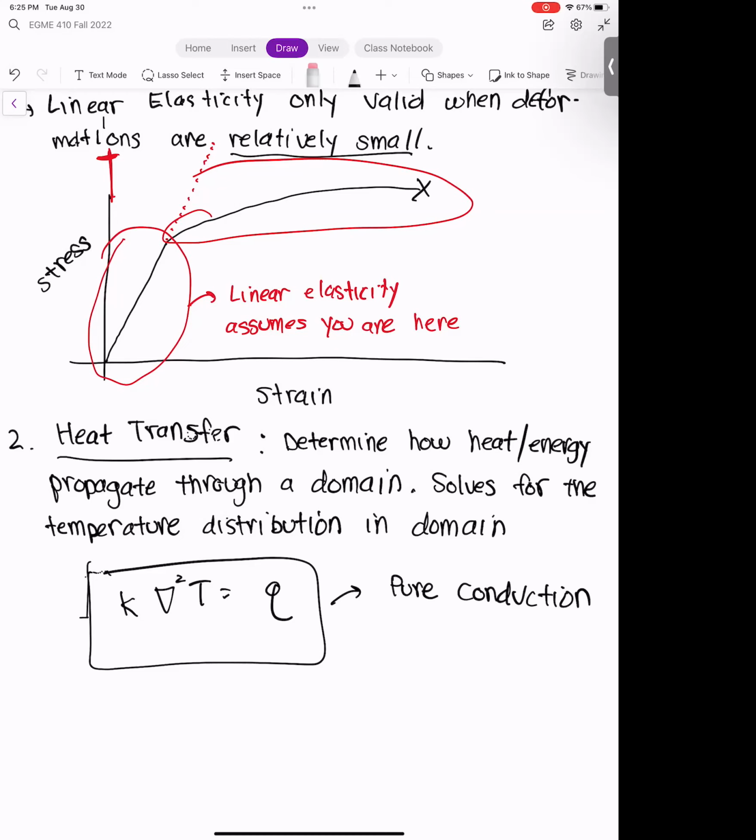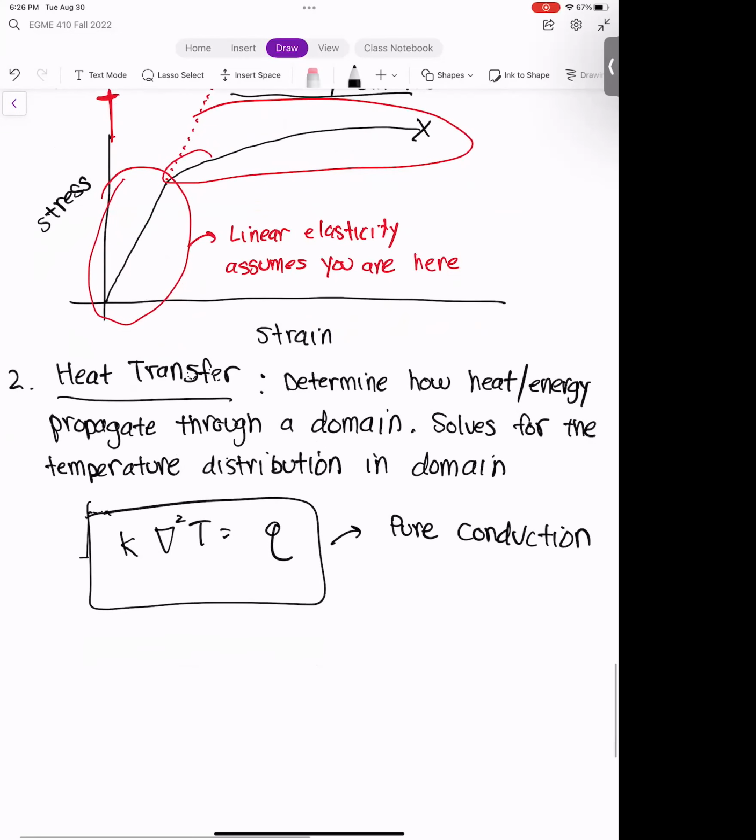And so, we're not going to do much with thermal in this class. It's more for those who are interested in pursuing it. But it's good to know. If you've taken heat transfer, you probably know what I'm talking about when I say pure conduction. But if you haven't taken heat transfer yet, don't worry about it. We're not really going to do much about it in this class. But that's the equation that we would solve if we did thermals.